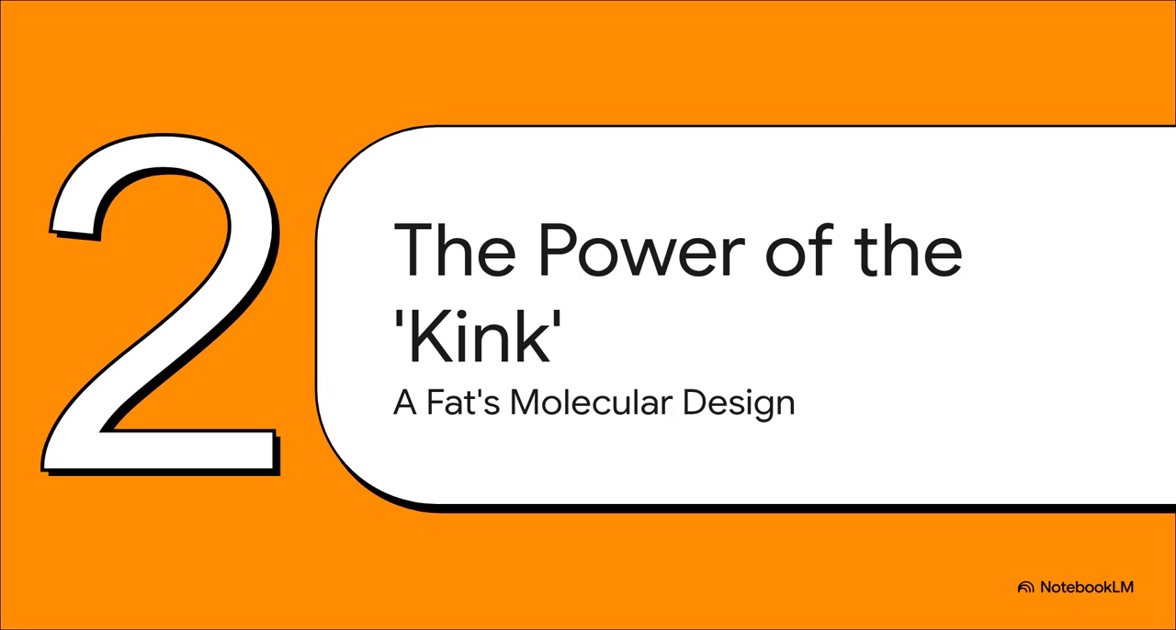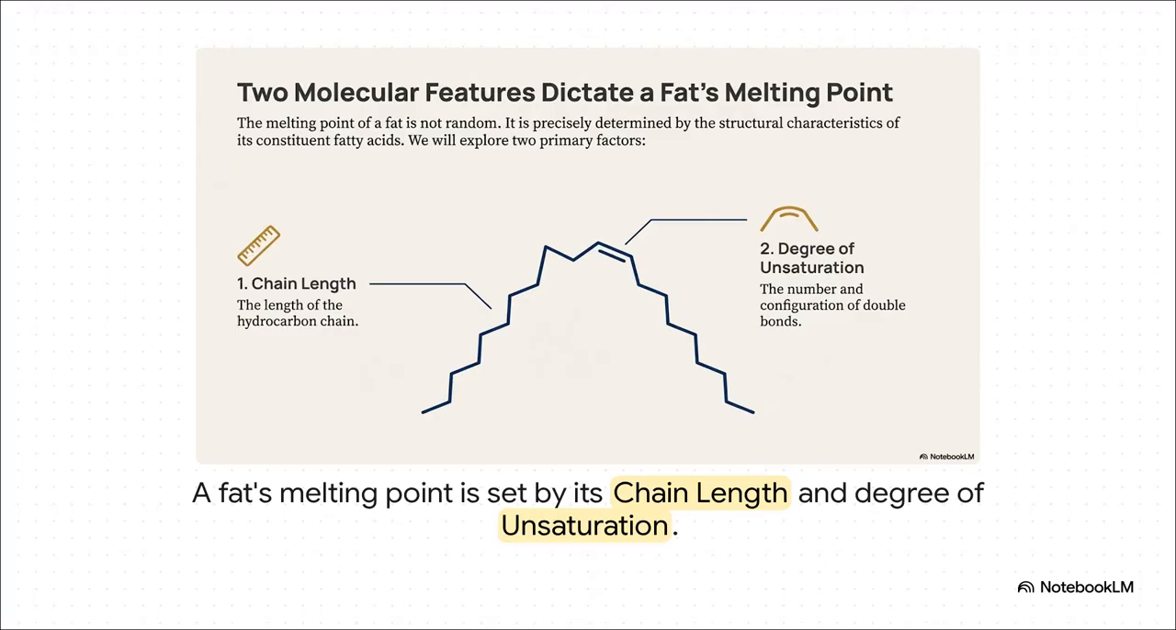So the obvious next question is, what decides that melting point? Why is butter's so high that it's solid at room temp, while olive oil's is so low? Well, the answer is hidden in their molecular blueprint. And it has everything to do with something I like to call the power of the kink. You see, there are really two main things on that blueprint that determine a fat's destiny. The first is its chain length, basically how long the molecule is. And the second, and this one is the real game changer, is its degree of unsaturation. That's all about whether or not it has any double bonds that literally put a bend or a kink in its shape. Let's break them both down.